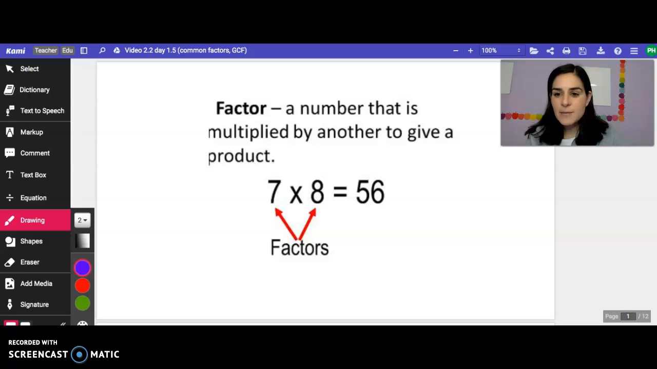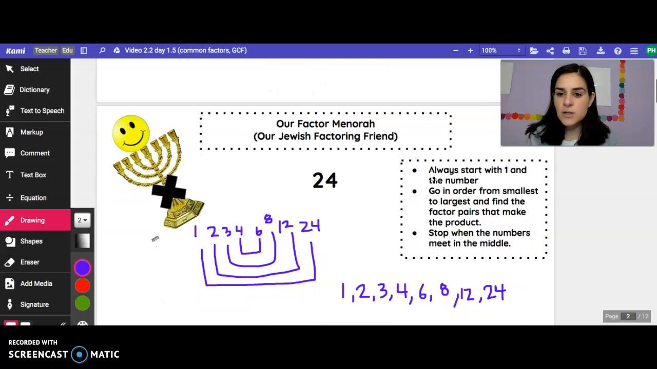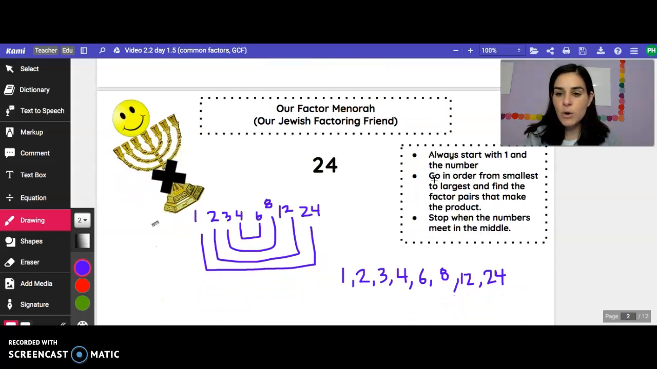Okay, last time we had math, we learned about factors, and this is just a little review before we learn something new today. And we learned that a factor is a number that you can multiply by another number to make a product. And so the numbers 7 and 8 are factors of 56. And we also learned that we can make a factor menorah to find all the factors of the number. We always start with 1 and the number, and then we go in order from smallest to biggest, finding the factor pairs and then seeing where they meet in the middle.